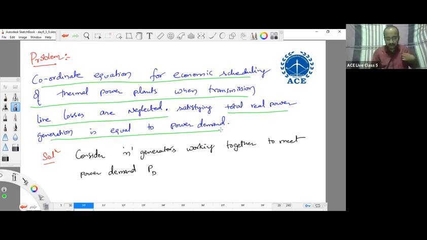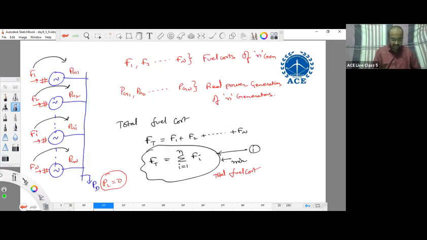So for that, what do you need to do? You consider n generators working together to meet the power demand PD. Okay, there are n generators working to meet this power demand of PD. Losses are neglected, PL is 0. Here F1, F2, and so on up to Fn are the fuel costs of n generators. So what will be the total fuel cost? Add all the fuel costs of the individual generators and you will get the total fuel cost.